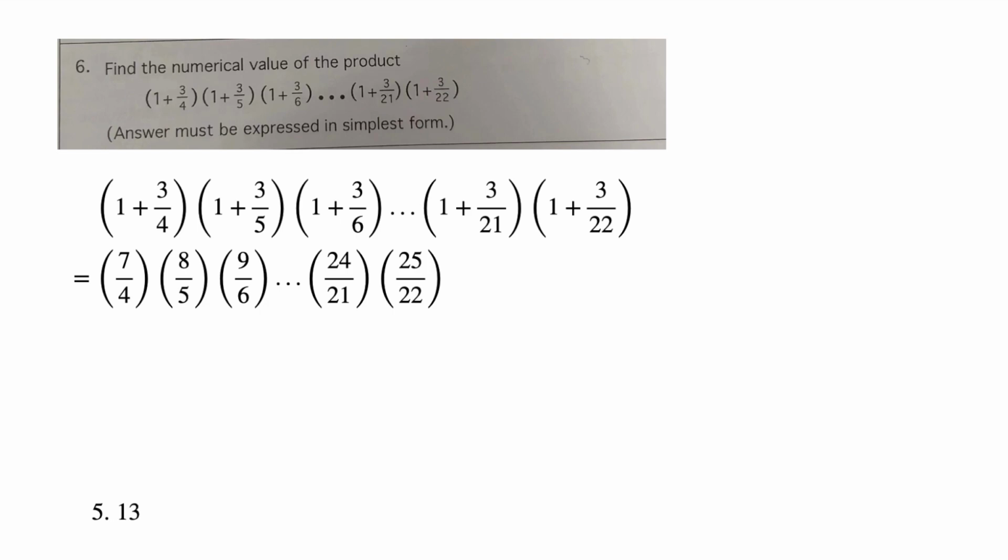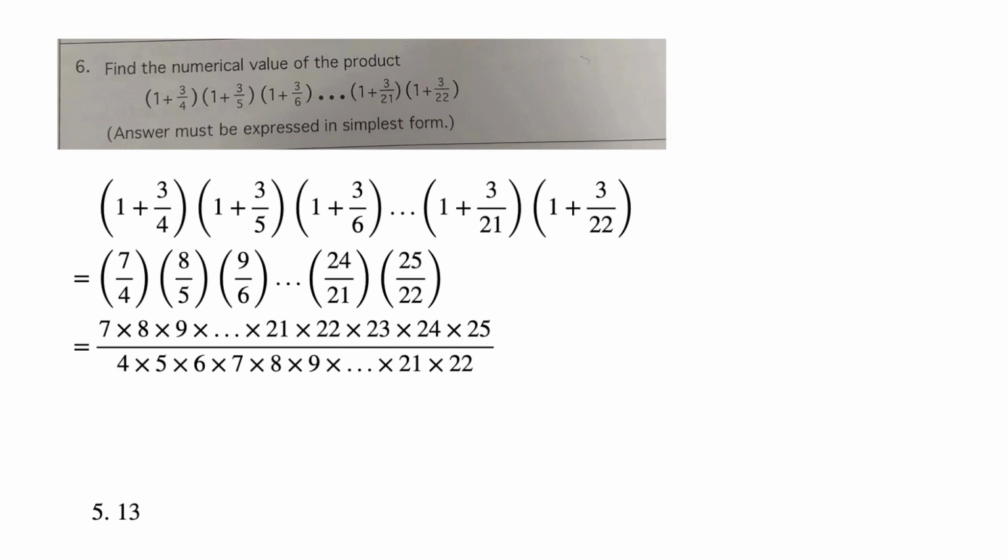Like this. Okay, so now we see a pattern emerging. At the numerator, it's a series of consecutive numbers starting from 7, 8, 9, and so on until 25. And at the denominator, it's also a series of consecutive numbers, but starting from 4, 5, 6, and so on until 22. Let's rewrite this into a single fraction. And we now have this. So you might have noticed that I've taken the liberty to expand this part out a bit more, but it's just to make the cancellation easier to see.